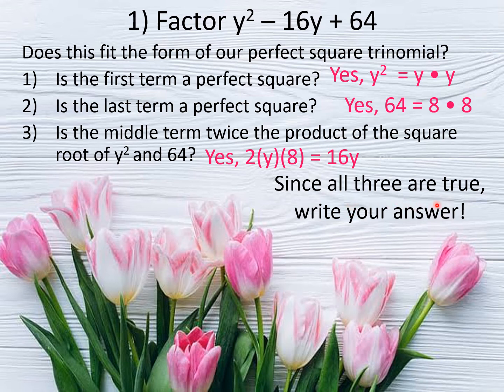Since all three are true, correct tanan ang tulo ka kondisyon, then write your answer. So what will be your answer? Okay? So first, get the square root of the first term. The square root of y squared is y. And then get the square root of the last term. The square root of 64 is 8. Then copy the sign of the middle term, which is negative. So our answer will be y minus 8 squared, or it can be written as y minus 8 times y minus 8.